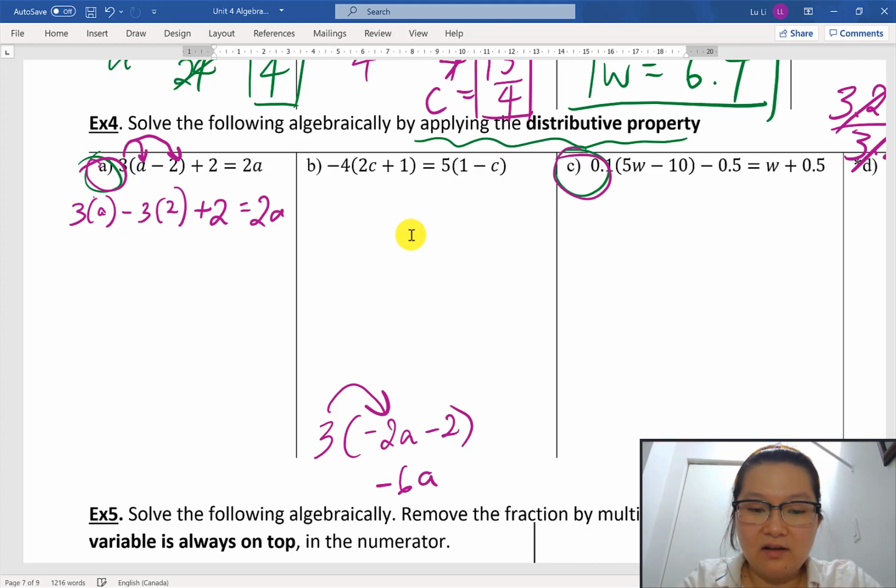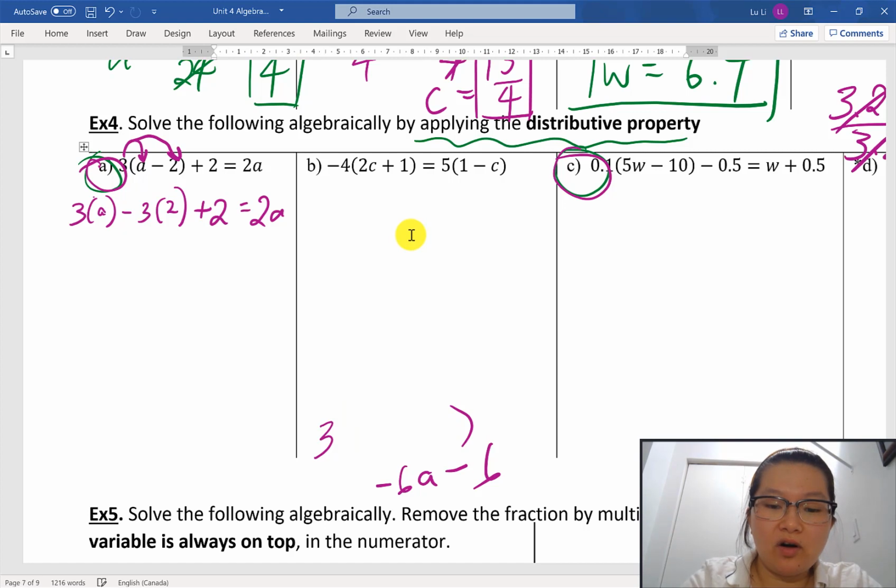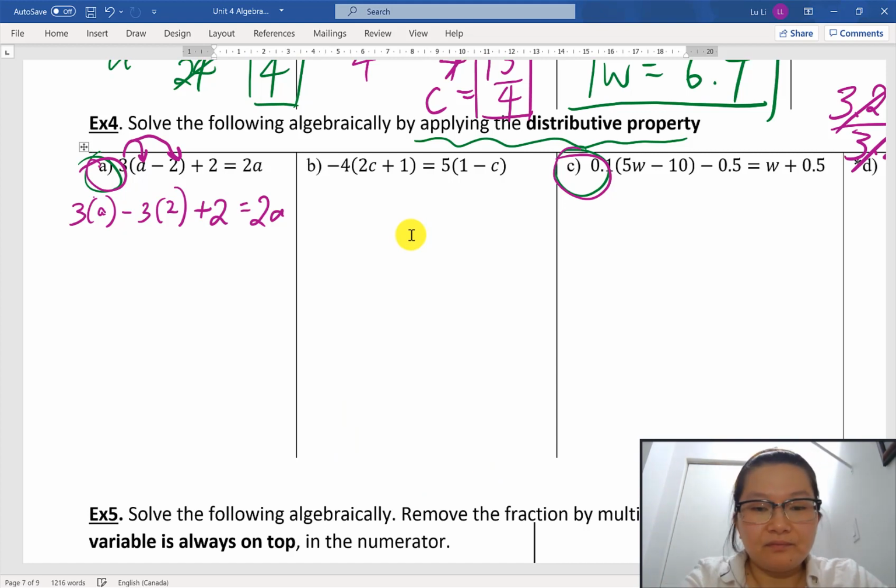The a stays there, okay? The 3 then multiplies this negative 2, then 3 times negative 2 gives me negative 6. So that's what happens if you have a more complex term instead of just a single variable, okay? You're going to need to deal with that in the next question. So let's simplify this a little bit.